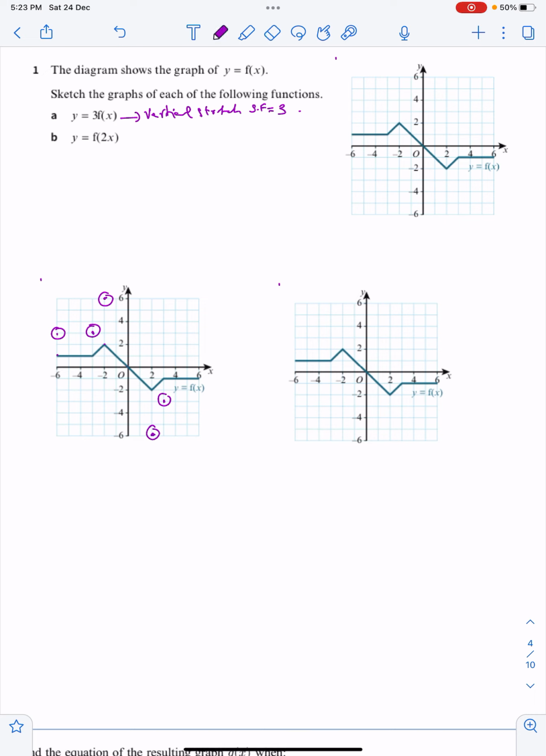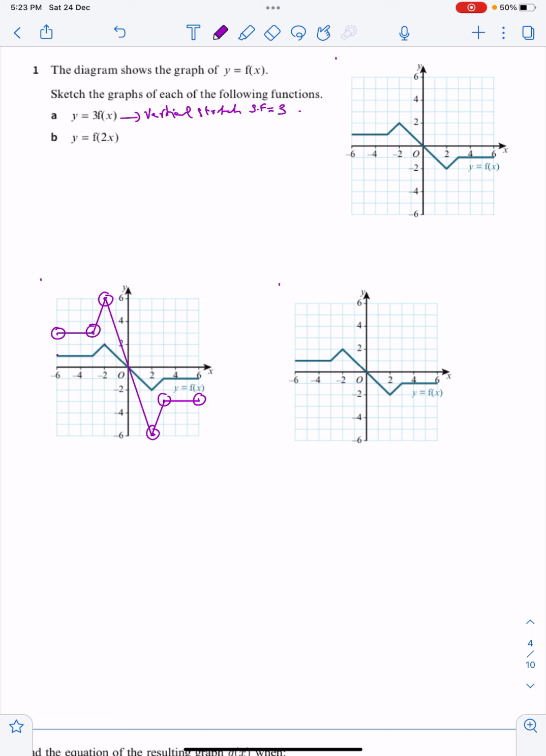Let me just quickly join the lines. You notice when you're drawing it, the point which is lying on the x axis will remain as it is, because the x axis is invariant in this case. This is the graph.